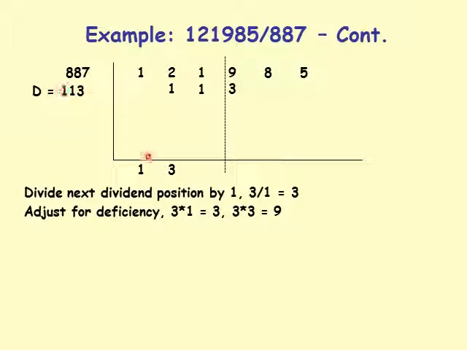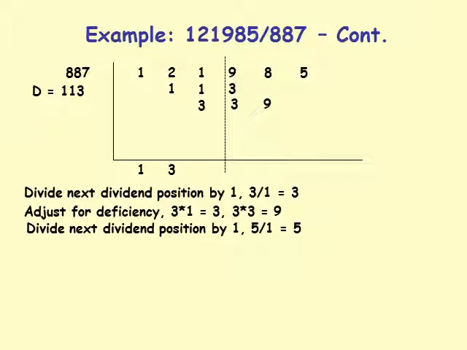3 times 1 is 3. 3 times 1 is 3. 3 times 3 is 9. So here are my adjustments now. Okay. Now we have to divide in this column here. We have a 5 here: 1 plus 1 plus 3. And we are going to divide that by 1. This is my third division.